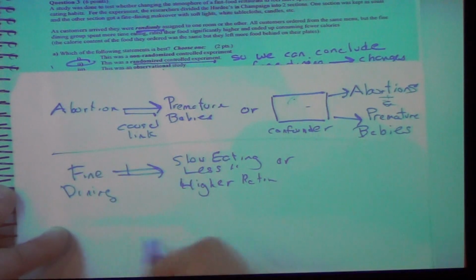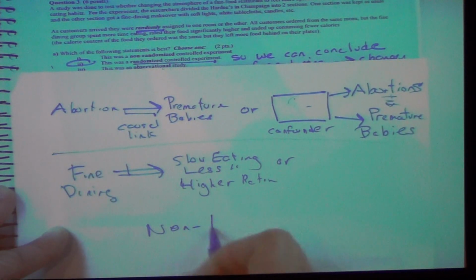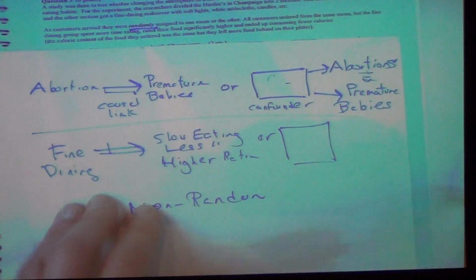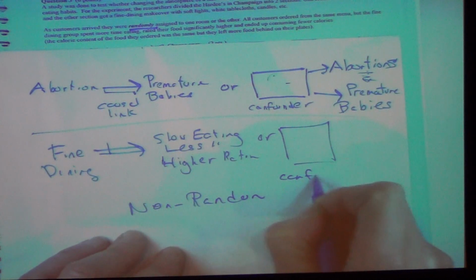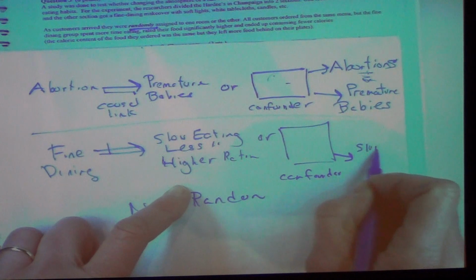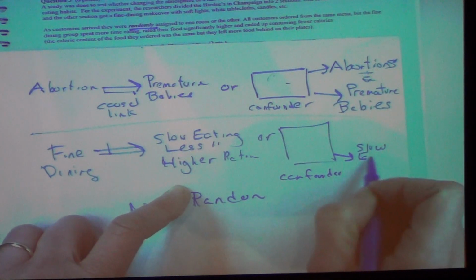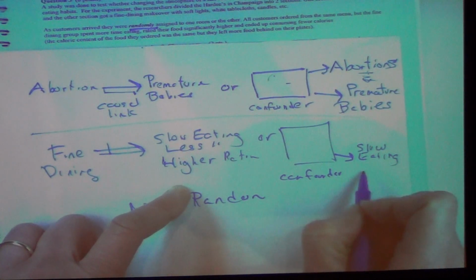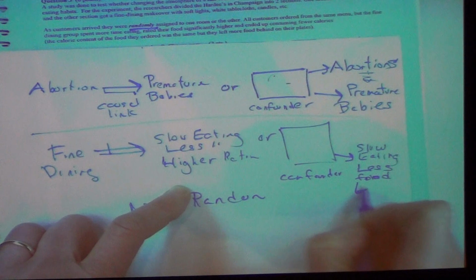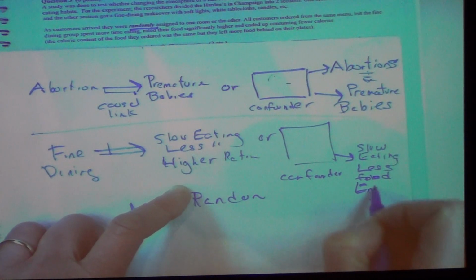Or, if it was non-random and we let them choose, it could be this, or we would be looking for a confounder. We'd be looking for something that causes slowing down eating, which is good for you, causes you to eat less food, less of that richer food, and enjoy it more. Less food, but enjoy it more. All these things happen.